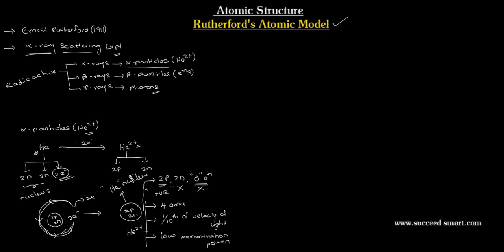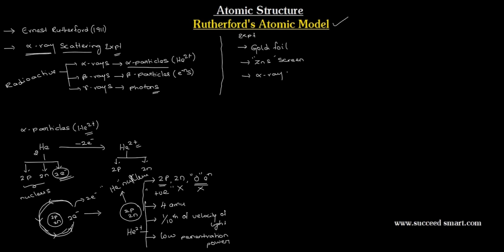Now coming towards the experiment performed by Rutherford. As I said earlier, Rutherford performed an experiment known as the alpha ray scattering experiment. In this experiment, first we shall see what the raw materials used are. The first one is gold foil. The second one is a zinc sulfide screen. And the third one, as I said earlier, is alpha rays.